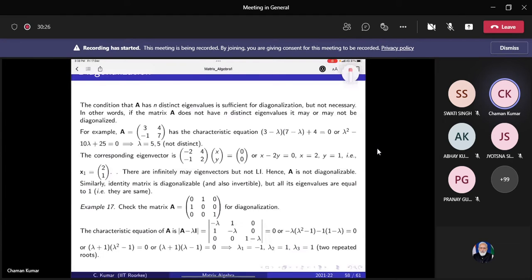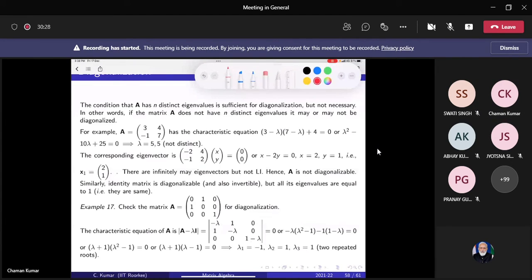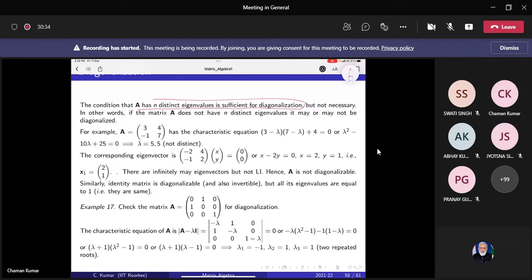As I said in the beginning, A having distinct eigenvalues is a sufficient condition for being diagonalizable. The converse may not be true. That means the matrix is diagonalizable, but the eigenvalues are not distinct. And this we will show with this example. So consider A. You calculate the eigenvalues of this. The eigenvalues will come out to be 5, 5. Now these eigenvalues are not distinct. You have two eigenvalues and they are the same. Now you can calculate two eigenvectors corresponding to 5 so that they are linearly independent.